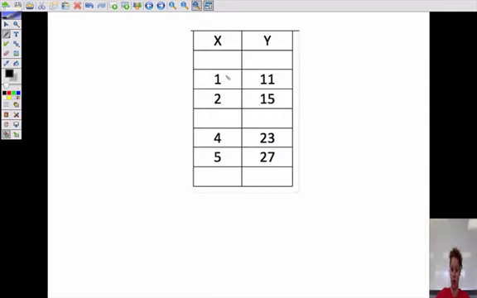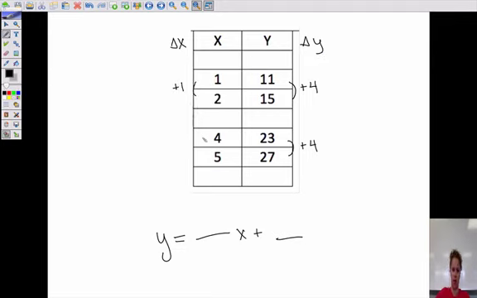Here, we're not given a whole bunch, but we can still find what we need. So we need y equals, we need a rise, a run, times x plus b. Okay? So I'm going to make my change in y column and my change in x column. And from 11 to 15, I rise 4. I add 4. From 23 to 27, I add 4. So it looks like my rise is going to be 4. From 1 to 2, I add 1. And from 4 to 5, I add 1. So my rise is 4 and my run is 1.